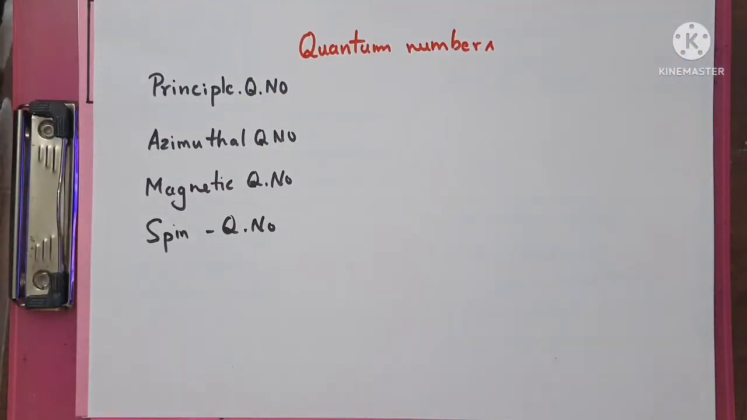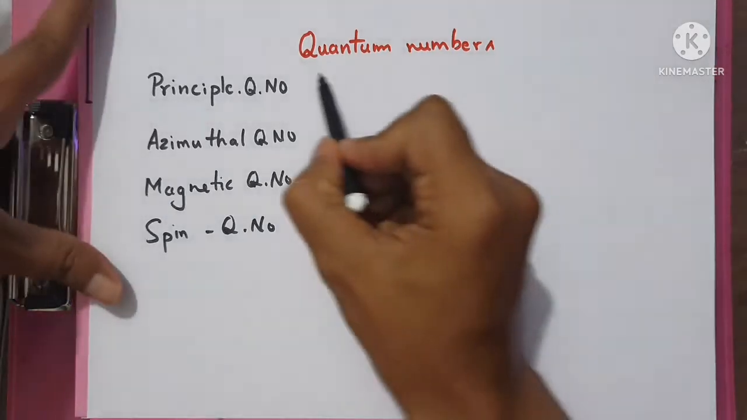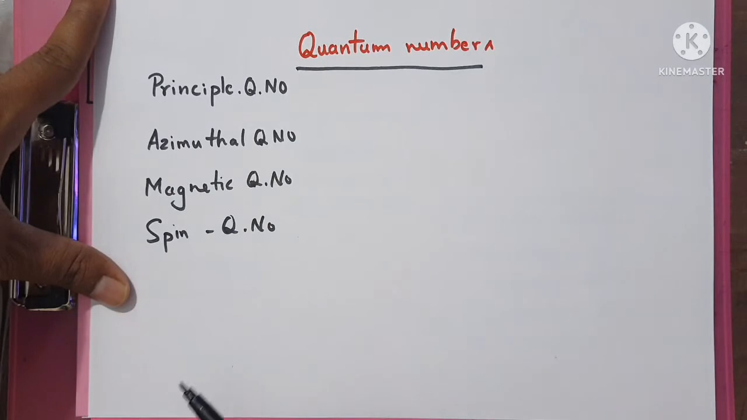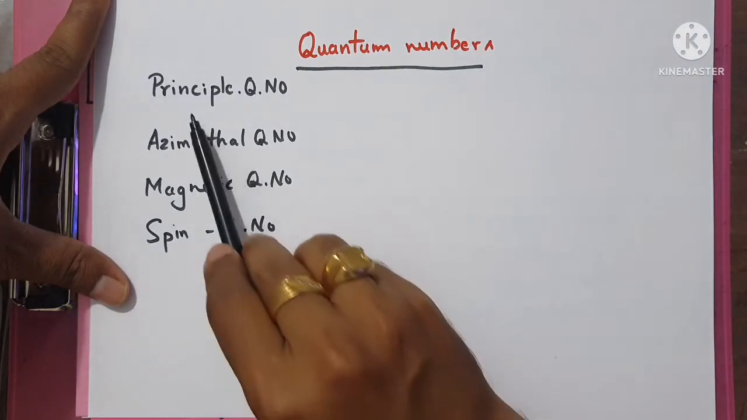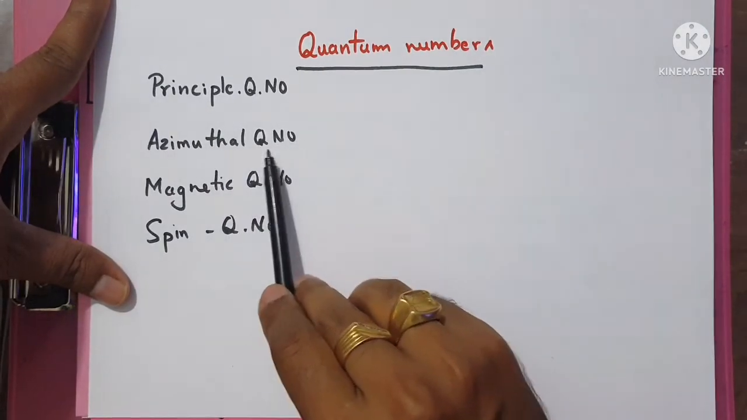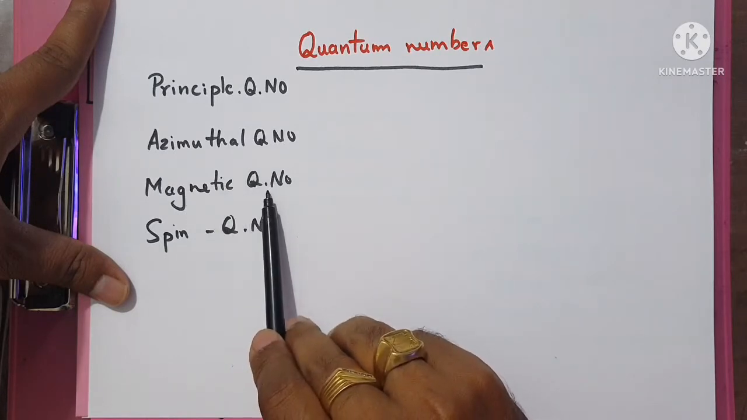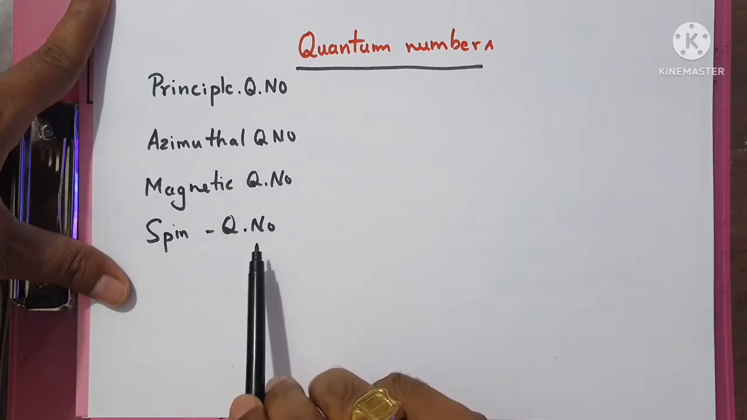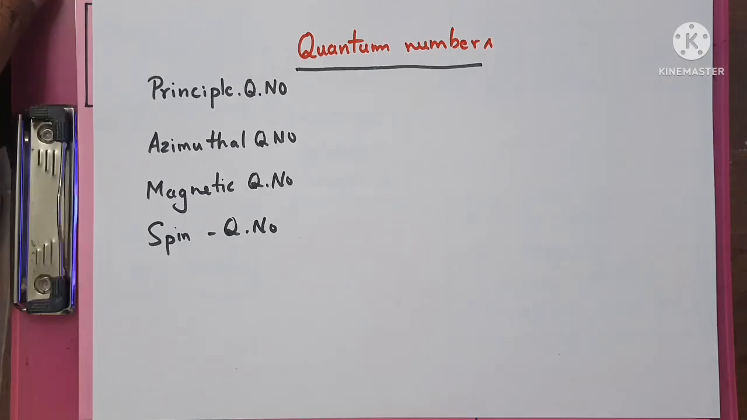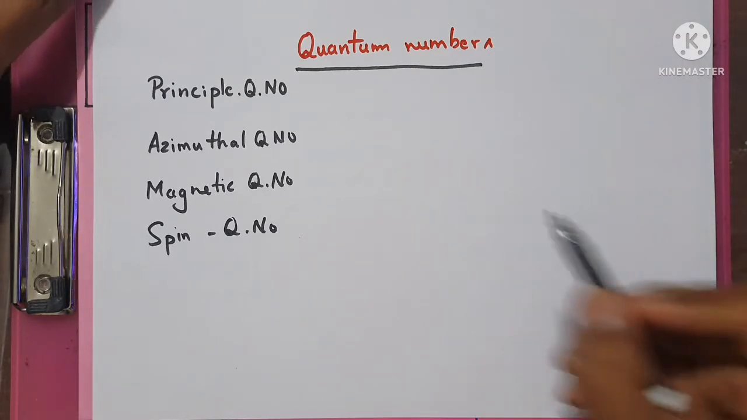Yes children, let us first know what are quantum numbers and how to take the values of quantum numbers. There are four types of quantum numbers: principal quantum number, azimuthal quantum number, magnetic quantum number, spin quantum number. Children, it is very easy to understand quantum numbers. I'll make it very simple so you can understand it. Let me first tell you.